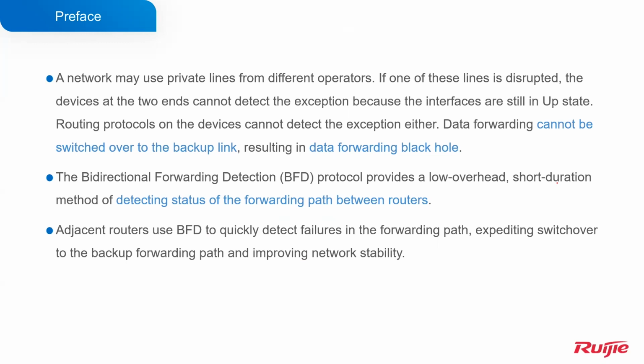So in this case, we can use BFD to provide a low overhead, short duration method of detecting the status of the forwarding paths between routers. Adjacent routers use BFD to quickly detect failures in the forwarding paths, expecting the switchover to the backup forwarding path and improving the network stability.